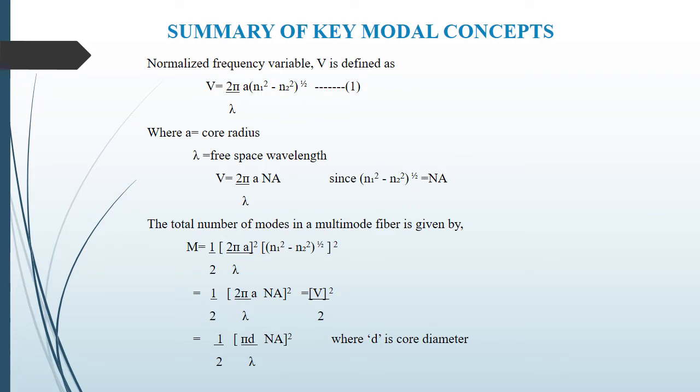The total number of modes in the multimode fiber is given by M is equal to 1 by 2 into (2 pi A by lambda) squared into (n1 square minus n2 square), which we can write as 1 by 2 into (2 pi A by lambda into NA) the whole square, that is V squared by 2. So M is half into (pi D by lambda into NA) the whole square, where D is the core diameter.